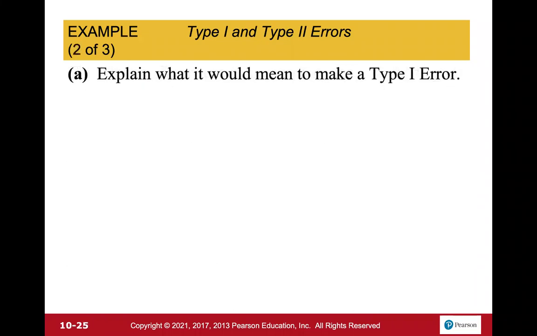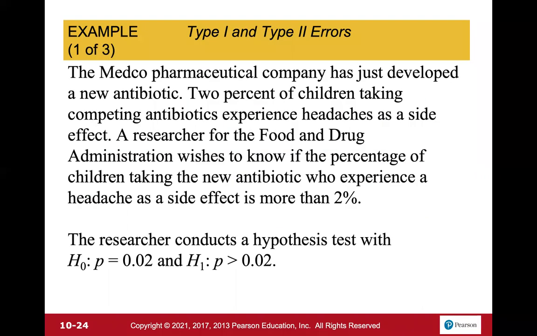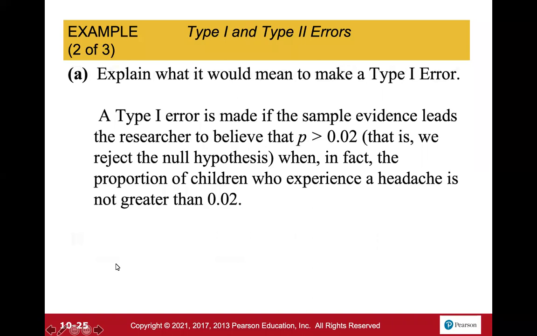So explain what it would mean to be a type 1 error. So remember, a type 1 error is that the null hypothesis is true and we reject the null hypothesis. Let's see what would happen. A type 1 error is made if the sample evidence leads the researchers to believe that the percentage of people is greater than 0.02. So that is, we reject the null hypothesis when in fact the proportion of children who experience a headache is not greater than 0.02. So this is a little bad, not too bad, because if we're thinking that it's greater than, then we might shut this medication down.